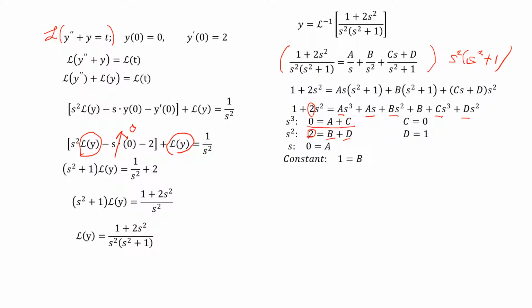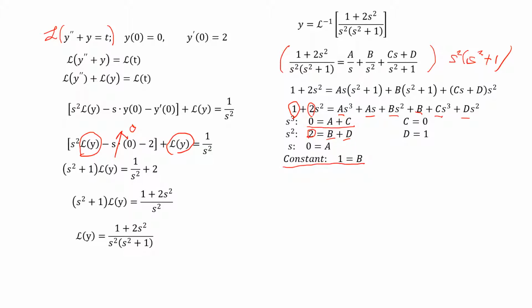For s, you only have one term, as, and there is no s on the left side, therefore a is 0. And what about the constant? What is left is the constant. The only constant here is b. Therefore, b is equal to 1.